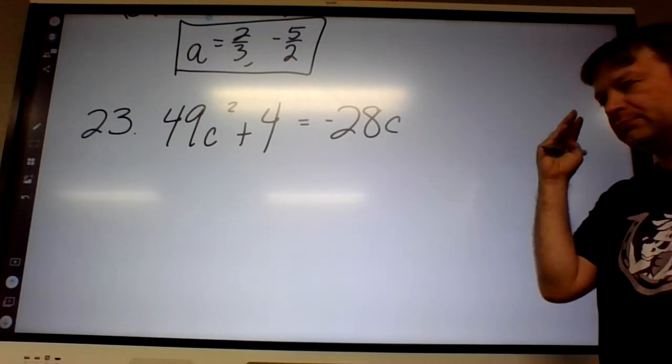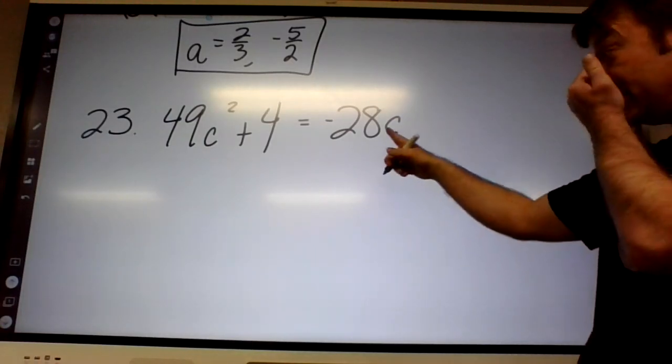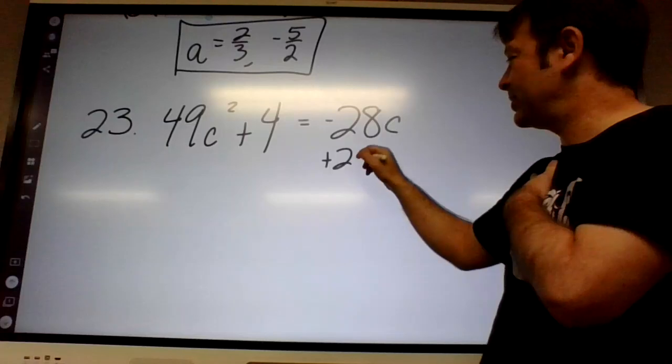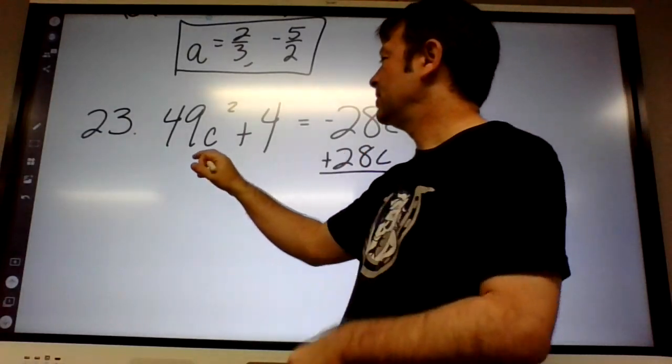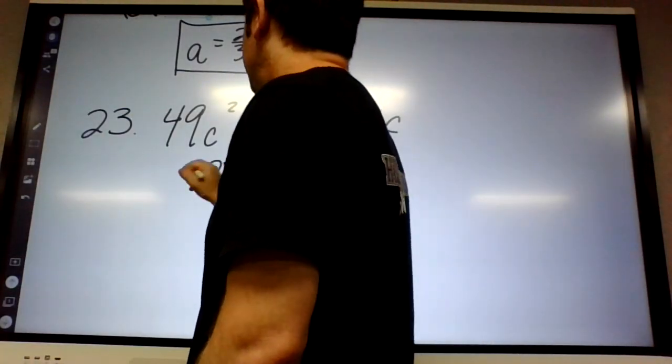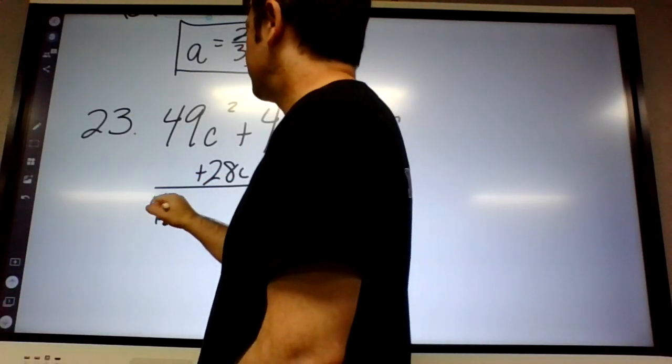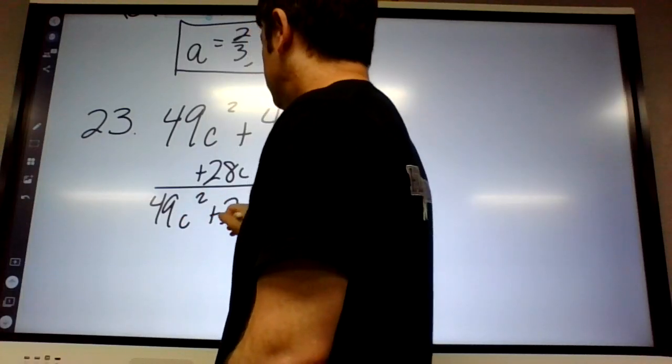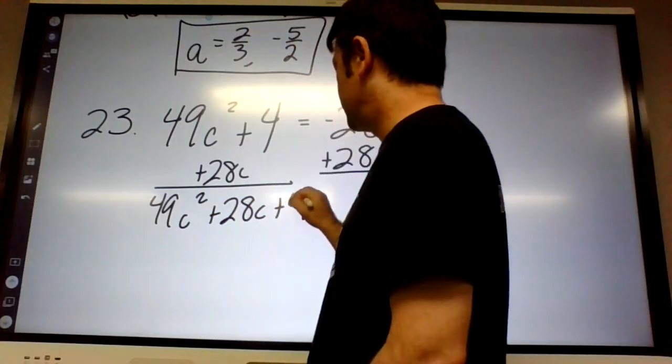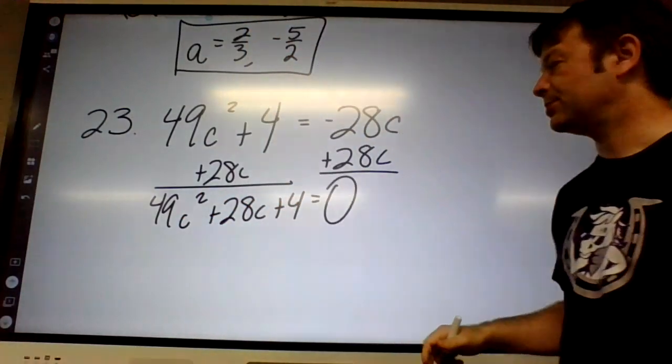Just move the 28C. Yeah, bring this guy over. How do I get rid of him over here? Add 28C. Okay, so 28C goes in the middle.